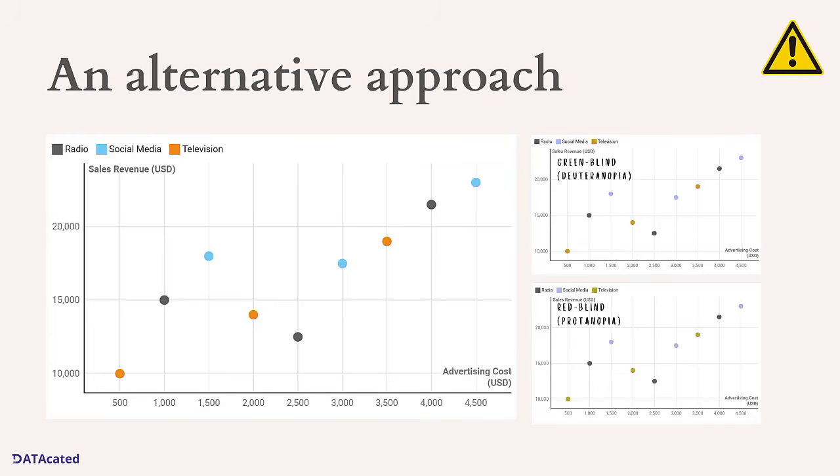Now let's discuss an improved approach. We can use dark gray for radio, light blue for social media, and keep the orange color for television. The visual here appears to look great for those with normal vision, and we can see that individuals with color blindness can also clearly differentiate between the 3 different colors in the scatter plot.